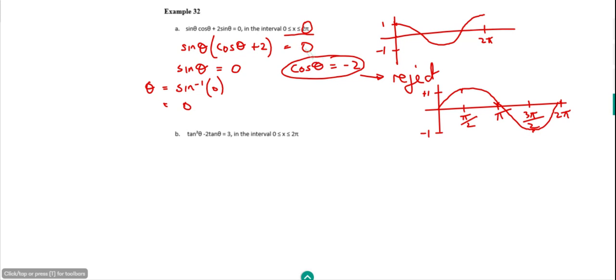And so what the calculator's given us is this value of the angle being 0, but we can see also we've got here and here in our range. So we've got theta, the angle, is equal to 0, but also in our range we've got pi and 2 pi.